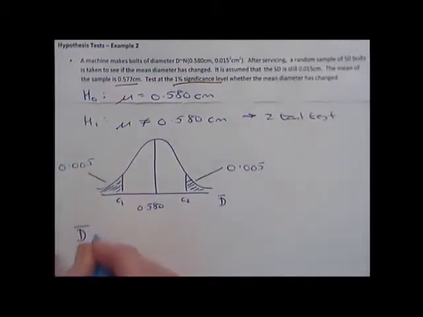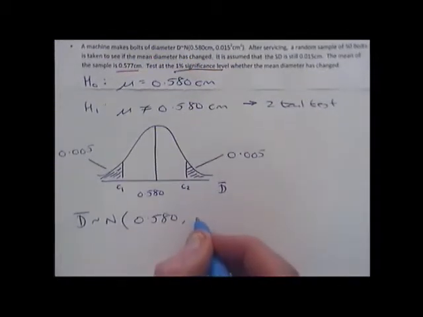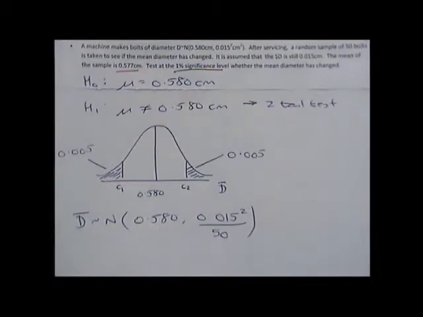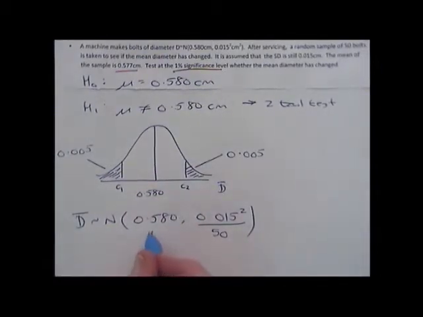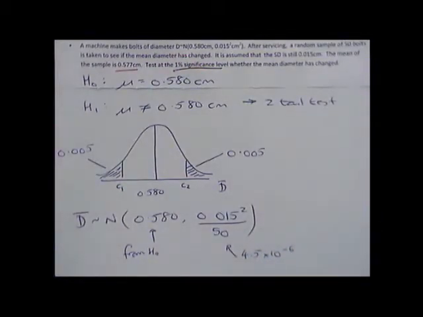So we have got d bar is normally distributed with a mean of 0.580. What's the variance of d bar going to be? Yes, because that 50 is our n value. And that mu value there, that always comes from the null hypothesis, because we're assuming that is the case. We always take that from the null hypothesis. As a number, that is 4.5 times 10 to the minus 6. I've got that noted down here. That will speed things up later on.